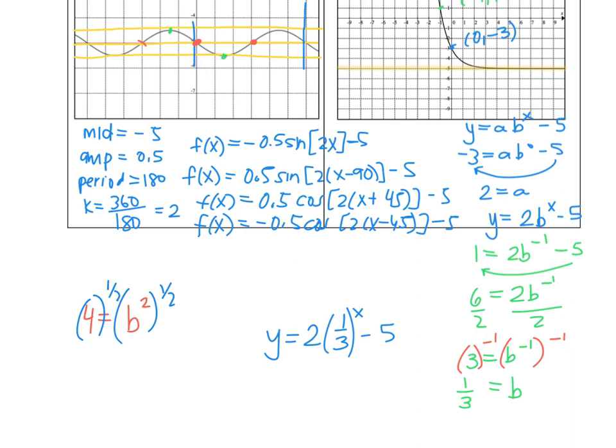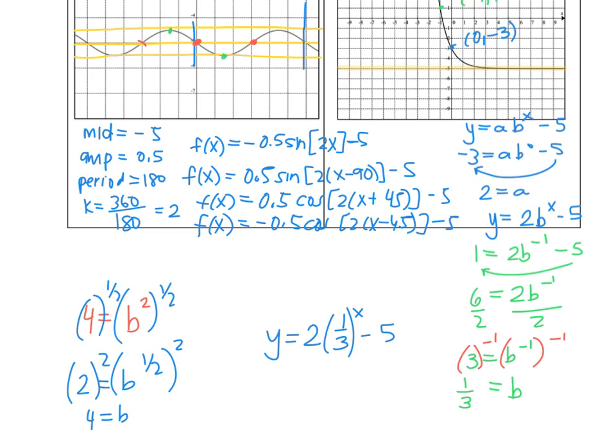Or if you had, let's say, 2 equals b to the power of 1/2 for some reason, then you can raise both sides to the power of 2, which is the reciprocal of a half. And 2 squared is 4, and then that would be your b value. So you can always get rid of that exponent by raising it to its reciprocal.